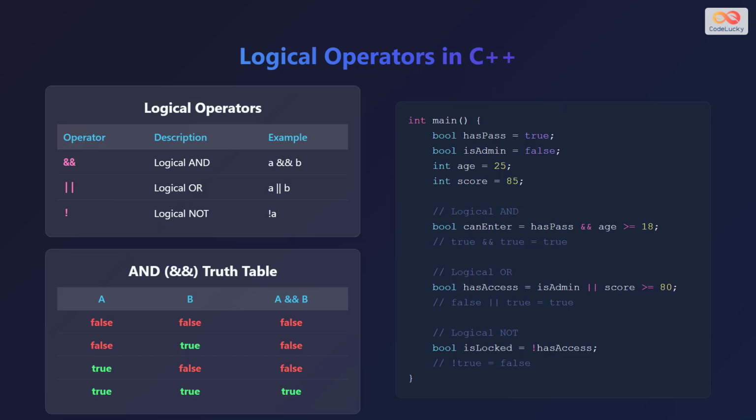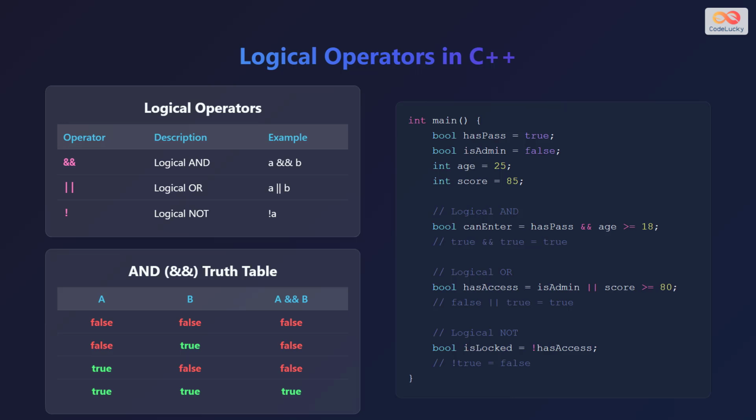Here, a Boolean variable hasPass is assigned the value true, and another Boolean variable isAdmin is assigned the value false. Also, an integer variable age is assigned the value 25, and an integer variable score is assigned the value 85. Using the AND operator, a Boolean variable canEnter is assigned the result of hasPass and age greater than or equal to 18. True and true becomes true.